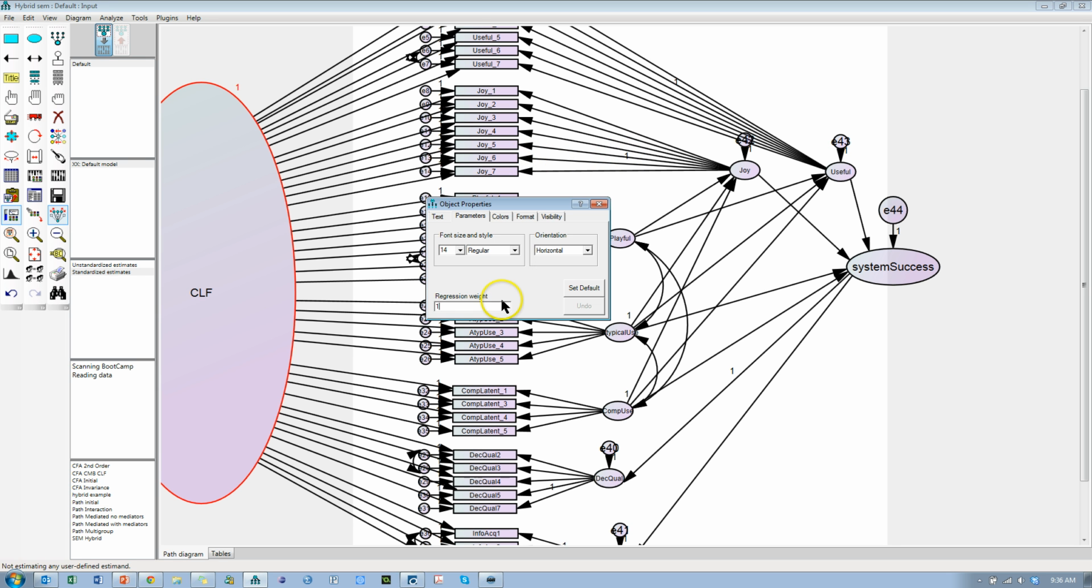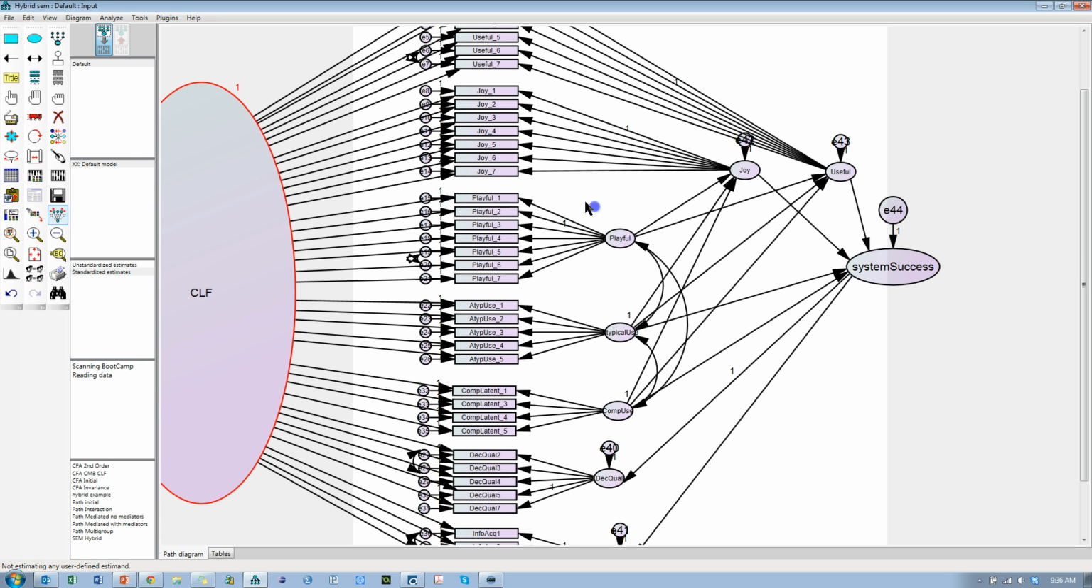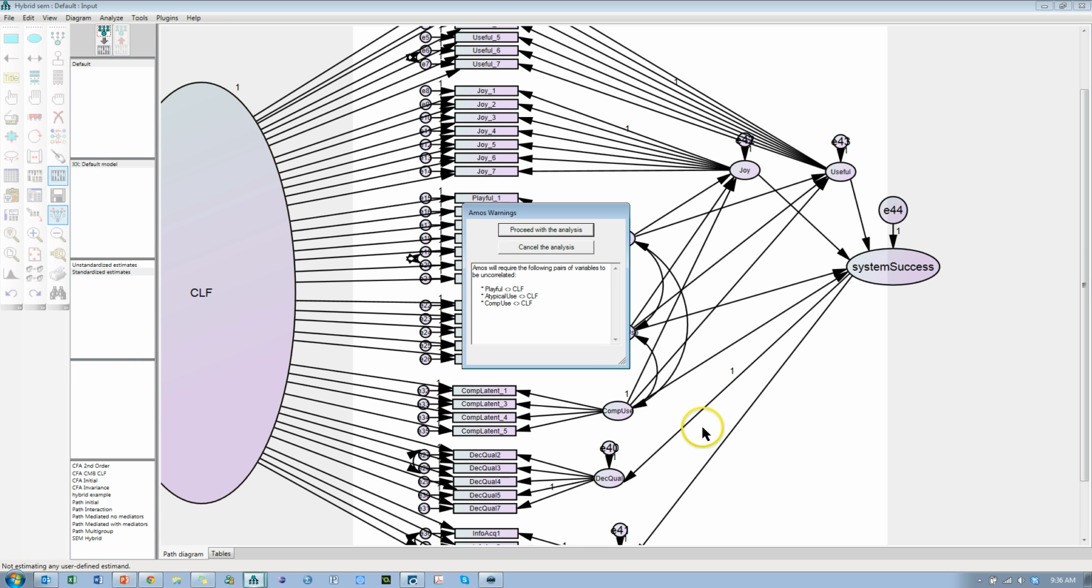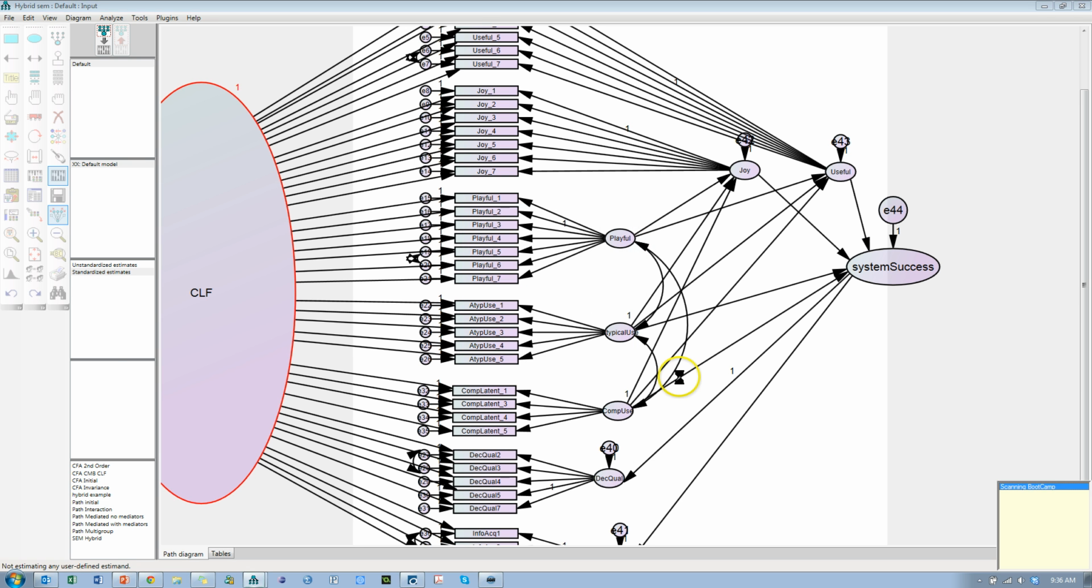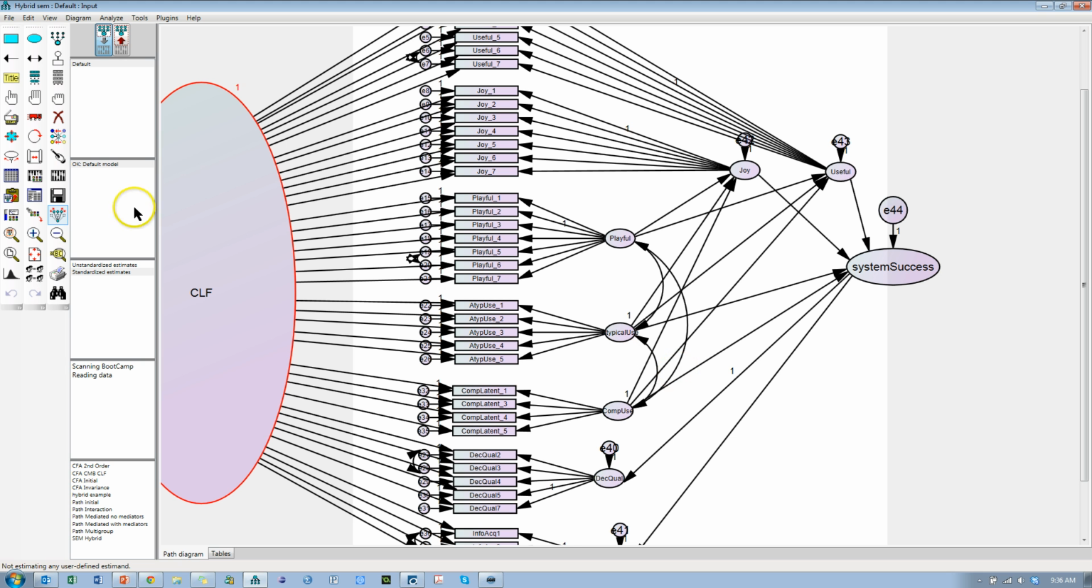James, is there supposed to be a direct arrow between playful and system success? Between which one? Playful and system success? Yes, is there not one? I don't see one. You're correct. I should add that. Thank you.